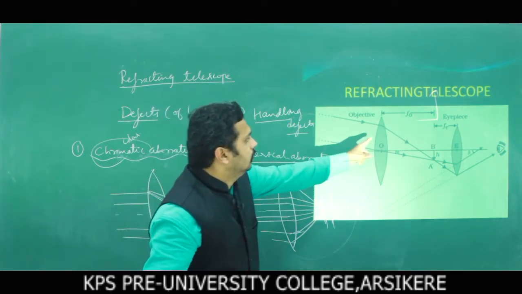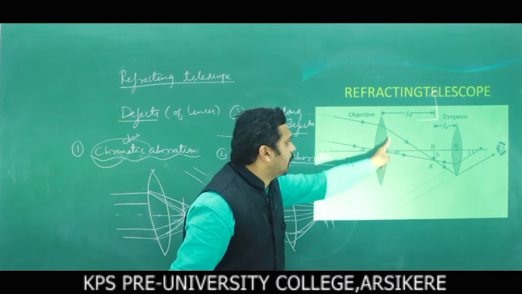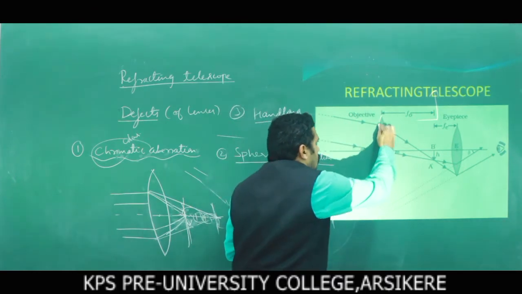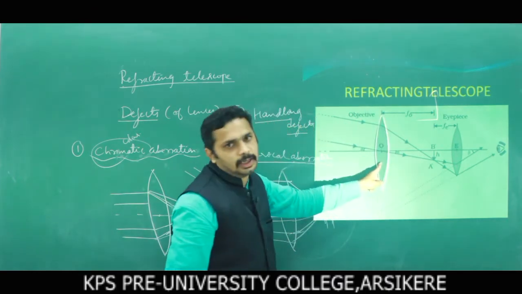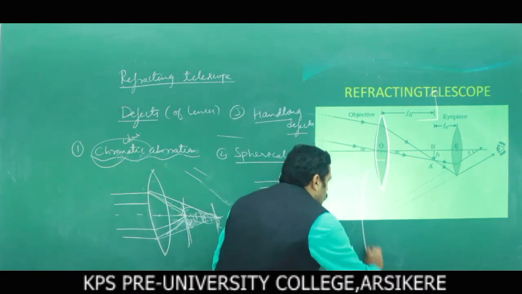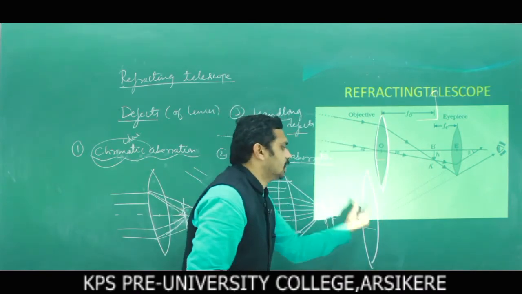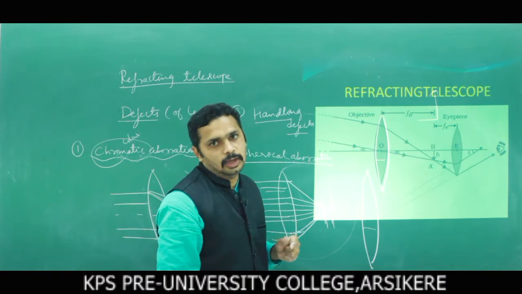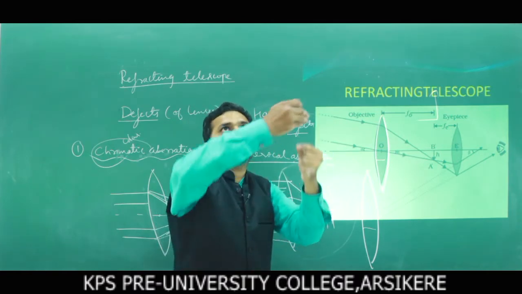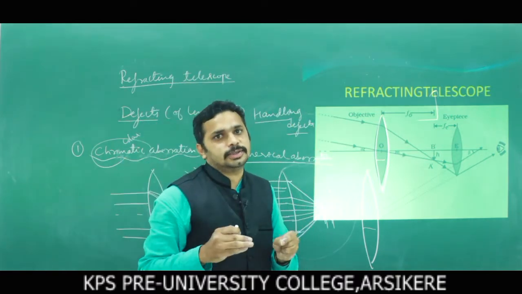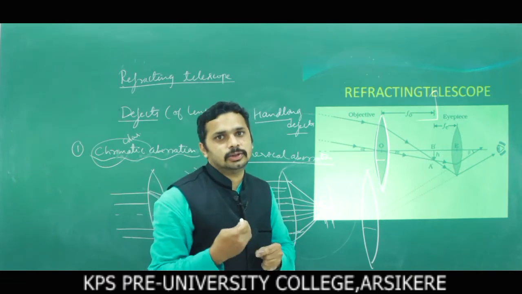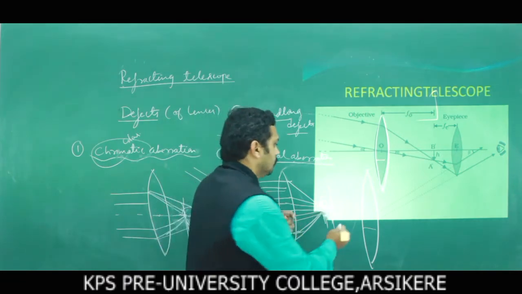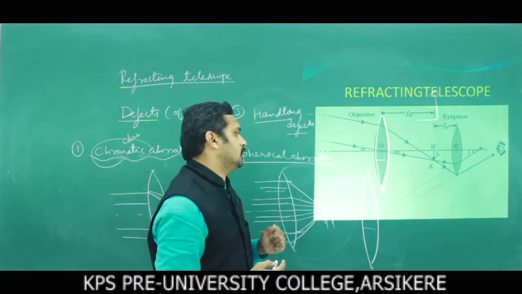I told that in an astronomical refracting telescope, you have to use a large aperture, large diameter, large size telescope. Because if the aperture is small, the rays do not fall on the lenses. It goes as it is, no image, no magnification. So you have to use large aperture lenses.